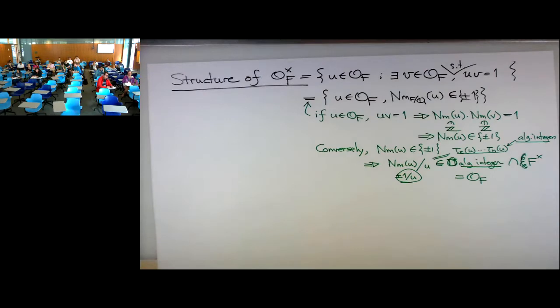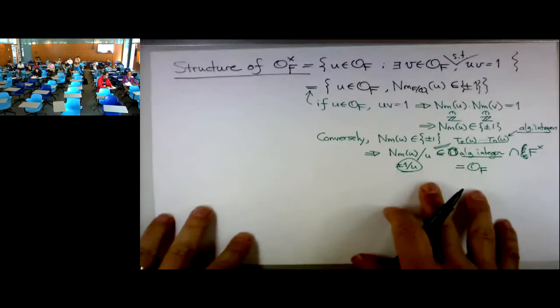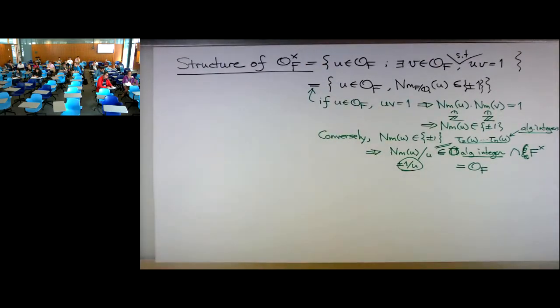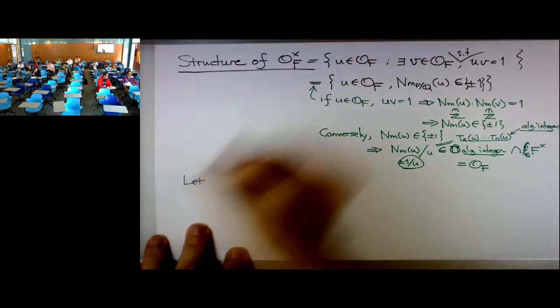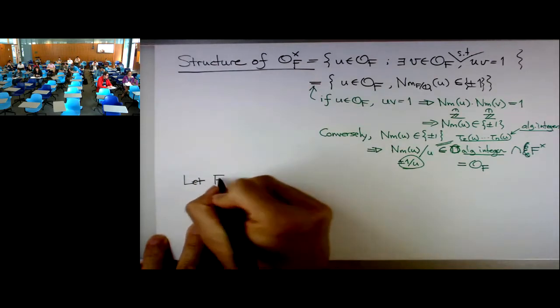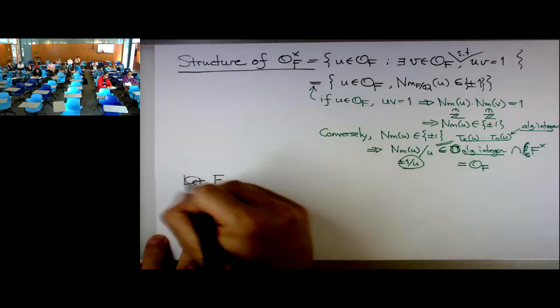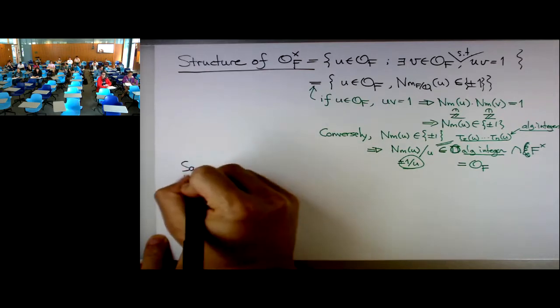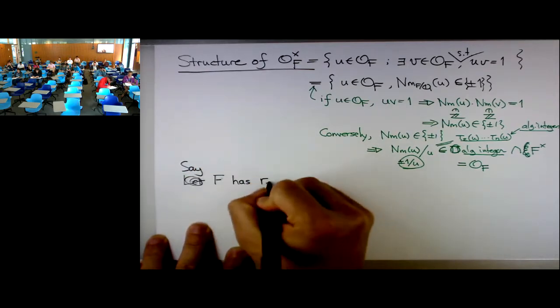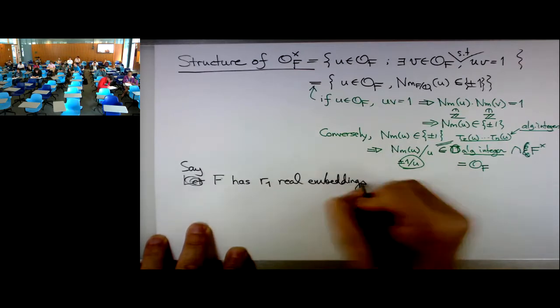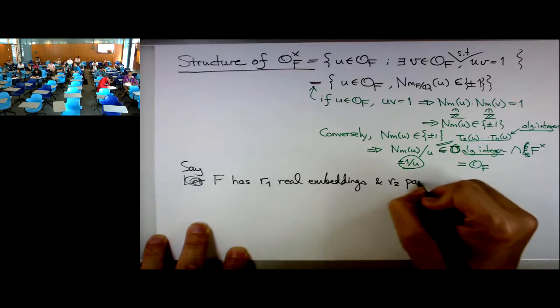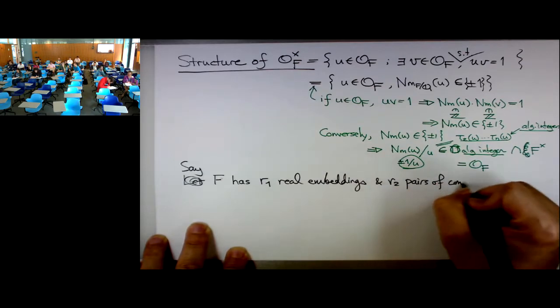Okay. So the following might be a little bit abstract, but anyways, I'll state first the theorem, and I'll explain how to understand the theorem and why this is. I guess I'll give the application of the theorem in a bit. Give a structure of this one. So say F has R1 real embeddings and R2 pairs of complex embeddings.